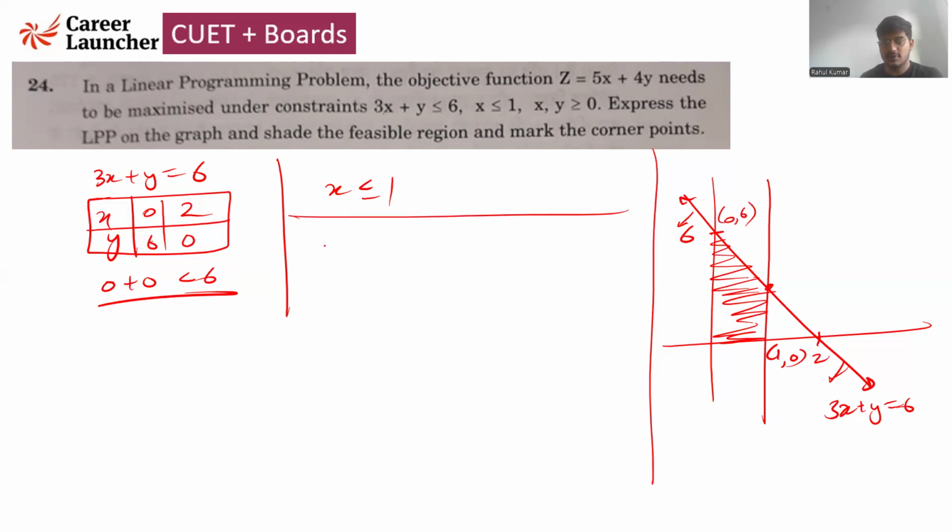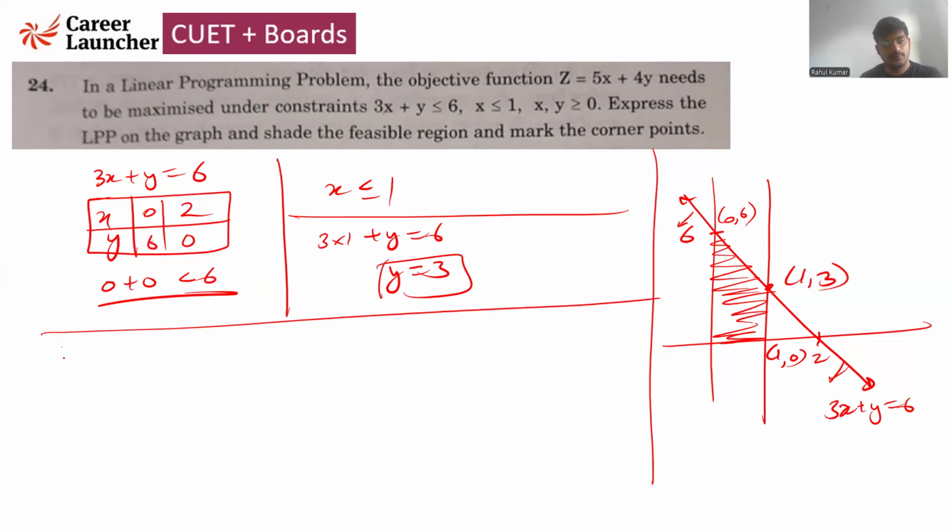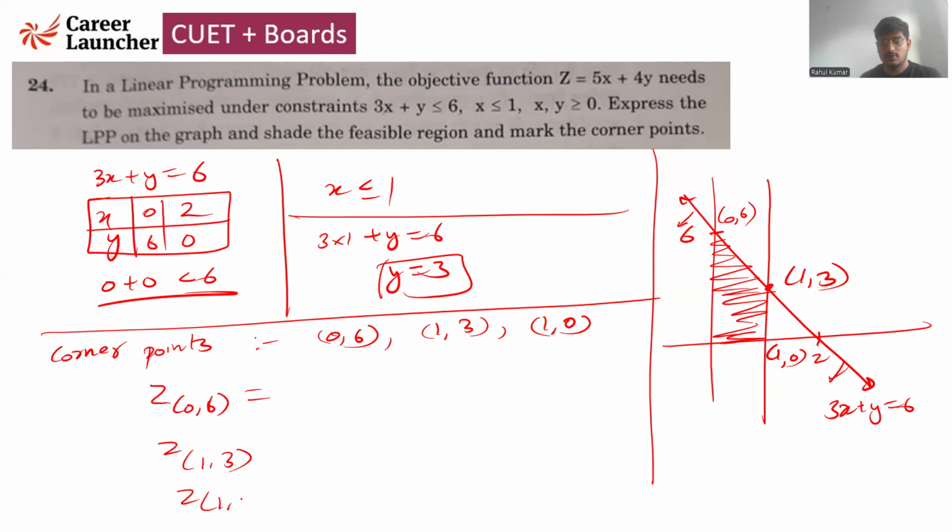So what will you do? You will find the intersecting point. When you substitute x is equal to 1 in this equation, you will get the value of y as 3. So 1, comma 3 is the point. So what are your corner points? Corner points are 0, comma 6, 1, comma 3, and 1, comma 0. These are your corner points. Now what we have to do? We have to substitute in z and we will get the value of z at 0, comma 6, z at 1, comma 3, z at 1, comma 0.